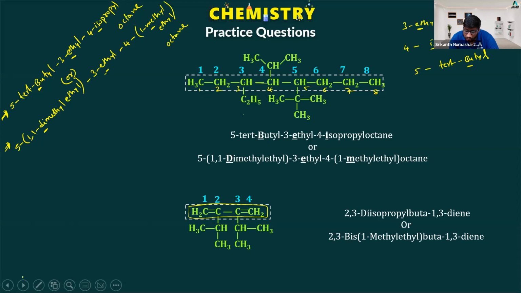Yes, sir. 2 comma 3 diisopropyl buta-1,3-diene, or you can also use bis whenever it is a complex substituent. So 2 comma 3 bis(1 methyl ethyl), because this isopropyl is nothing but 1 methyl ethyl, buta-1,3-diene. You can also write but here. You don't need to always write buta. You can write but also, not an issue.